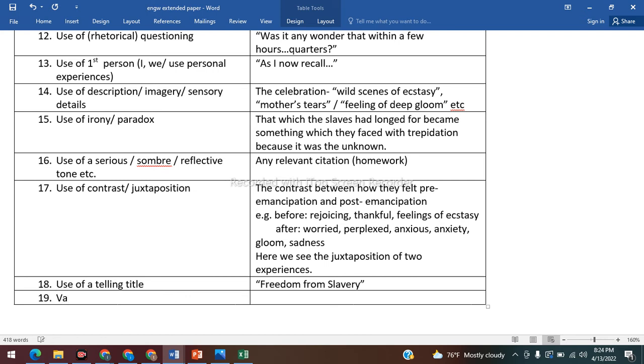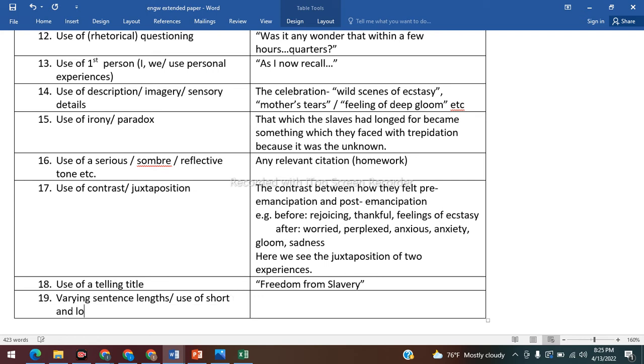So next one is varying sentence lengths. That's basically the use of short and long sentences. That also helps. So I'll leave that to you all. Any relevant citation you could choose.